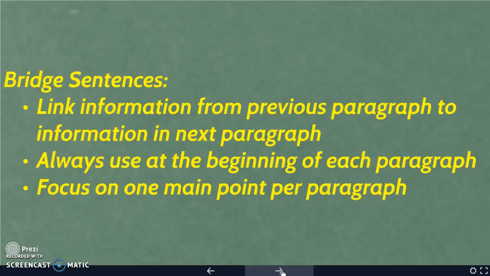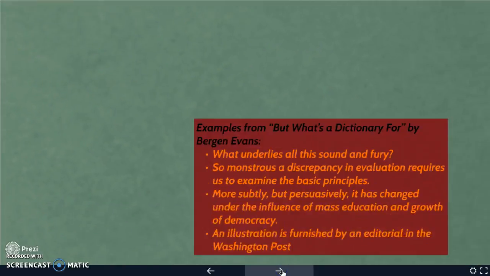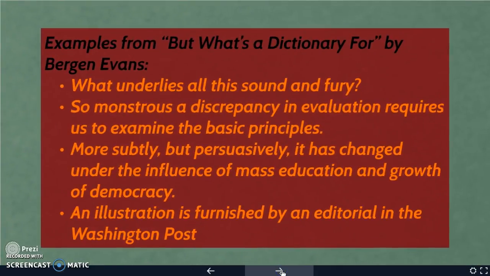This might be a sub point in your essay, but it is one point that you're trying to make in that particular section of your essay. So here's some ideas for you for bridge sentences. And all of these come from the article, "But What's a Dictionary For?" by Bergen Evans. I'm assuming you probably have not read this article, and so you don't really know the content, but based on these 4 different examples, we should be able to tell roughly what each paragraph is discussing.